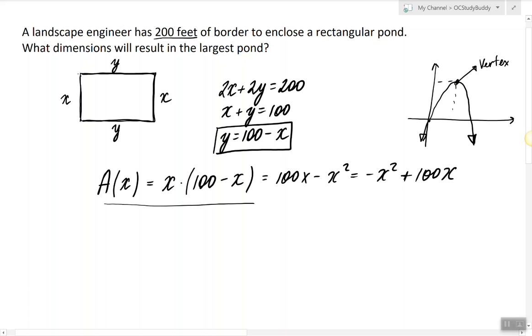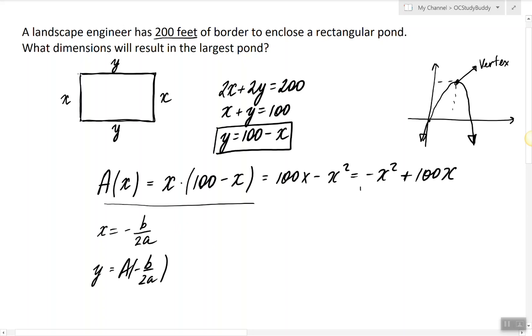So to answer this question, what dimensions will result in the largest pond, we interpret it as the question about finding the vertex of the parabola, which is the graph of this equation. Now to find the vertex, I'm just going to use the following relations. That is, the x-coordinate of the vertex is negative b over 2a, and the y-coordinate of the vertex is the value of the function at negative b over 2a.